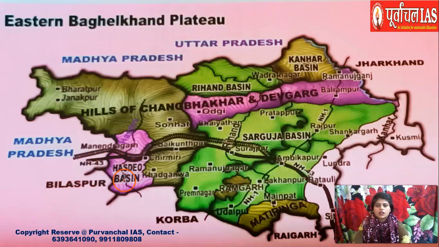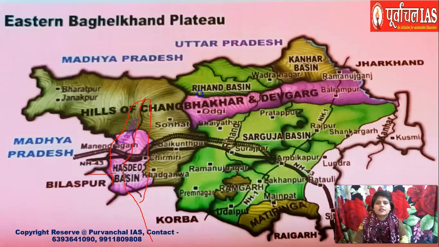See here, talking about the slope, which is northward, and then talking about the river basin, you have the Hasdev river flowing here. It originates from Korea and then flows towards Korba and then goes downwards. Very important: there is a beautiful Amritdhara waterfall, and there is a Hasdev dam here.